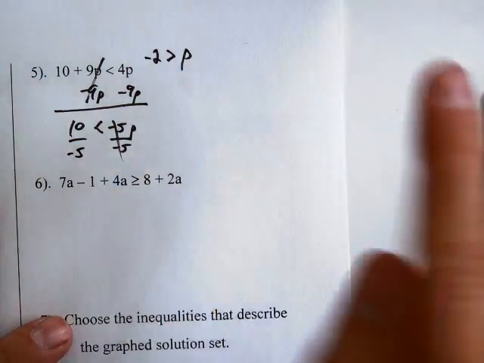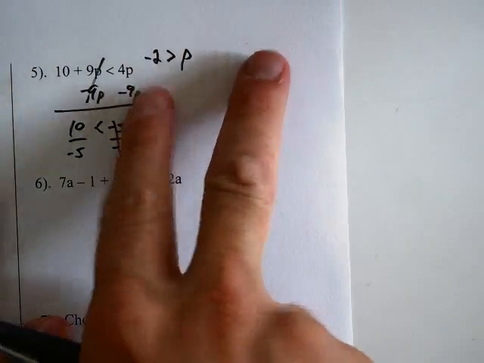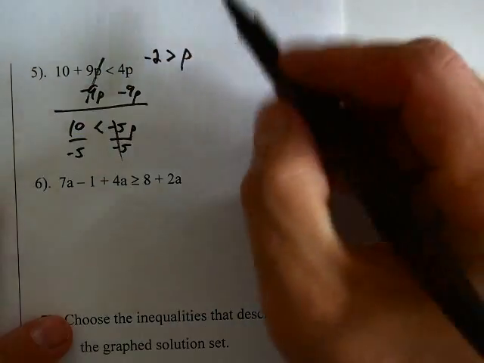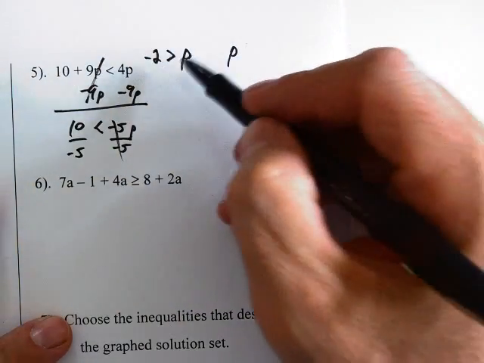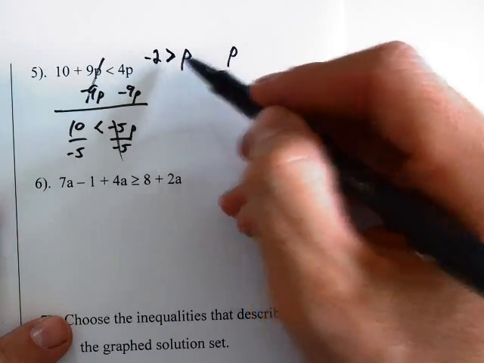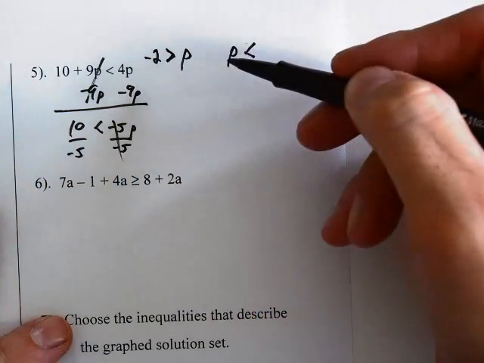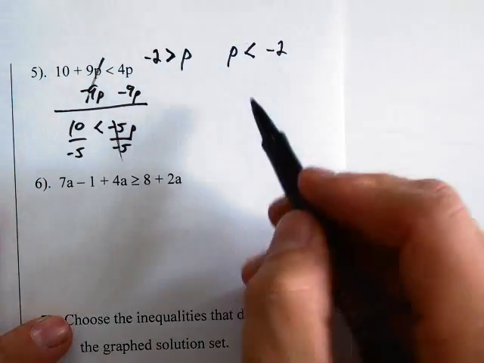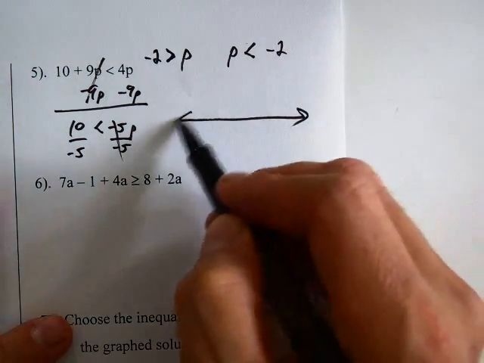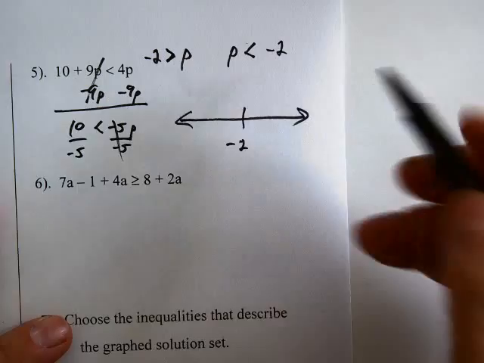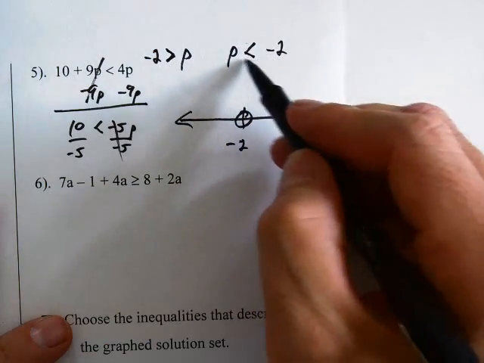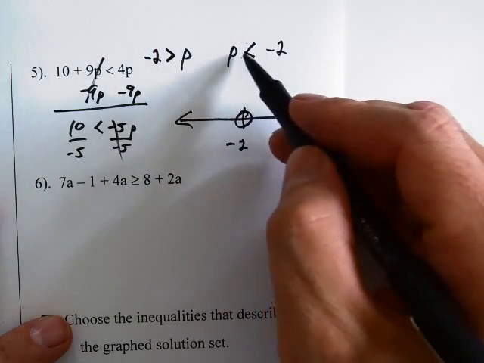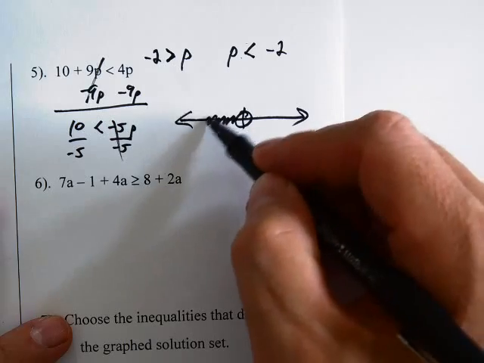Now if this looks odd, I'm with you. We usually don't write it like that, so you can leave it like this, or you can literally just reverse everything so that the P is there. See how the inequality is pointing at P, so it's going to point at P, and it's swallowing up negative 2. So negative 2 is our key number. It's an open circle because there's no line underneath, and P is less than, so shade to the left.